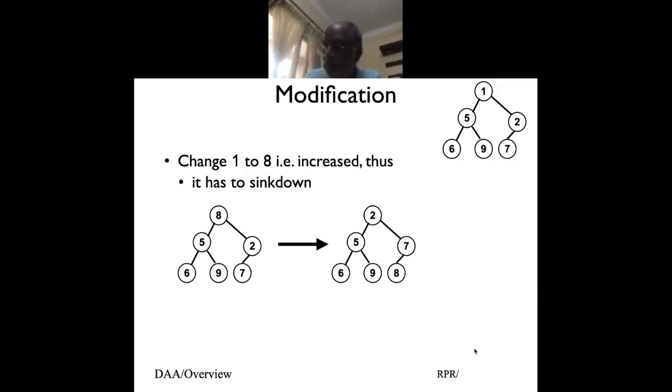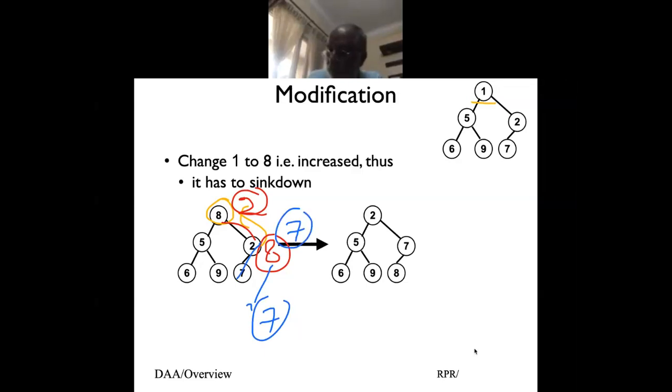So I want to change 1 to 8. I make it 8. Check, does it satisfy the heap? It is a min heap, it does not, because 8 is bigger than 5 and 2. Then look at the smaller child, which is 2. So 2 goes here and 8 comes here. Again check 8. Is it a min heap? No, because 8 is bigger than 7. So 8 moves here and 7 goes here. So my heap becomes 2, 5, 7 is here, this remains the same, and 8 gets here. So this gives you the heap after modifying 1.